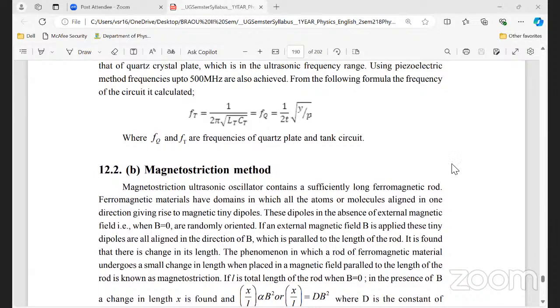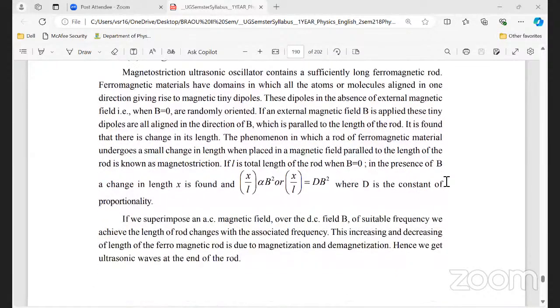Yeah. So 1 by 2 pi root LC of the tank circuit equals the frequency of the quartz plate. FQ means quartz plate frequency, 1 by 2l into root Y by rho, where rho is the density of the quartz crystal. That is the case. That means mechanical stress or strain is to be applied. Electrically it produces ultrasonics in the case of the electrostriction method, which is related to the piezoelectric effect.